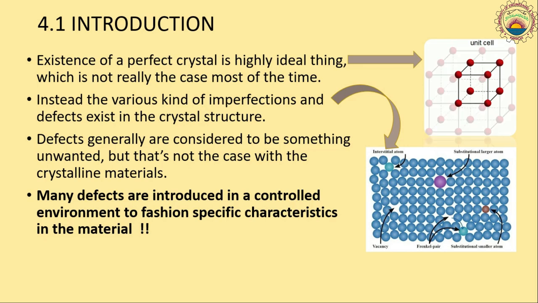Instead, various kinds of defects exist in the crystal structure, as you can see here, and we will study that in our lecture ahead. Defects are generally considered to be something unwanted. Nobody wants a defect. But in engineering, especially metallurgy, that's not always the case. Instead, most of the time, we intentionally produce defects in a structure to get certain properties out of that material, to fashion a specific characteristic in that material.